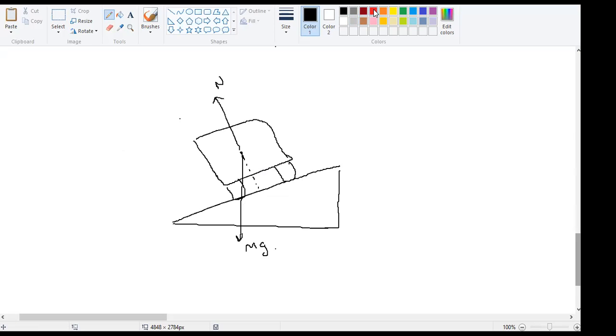Then what I can do is I can split this into two components. If this is theta, you know that this is also theta. If this is theta, this is also theta. If this is n, this will be n cos theta. If this is n cos theta, this will be n sin theta.